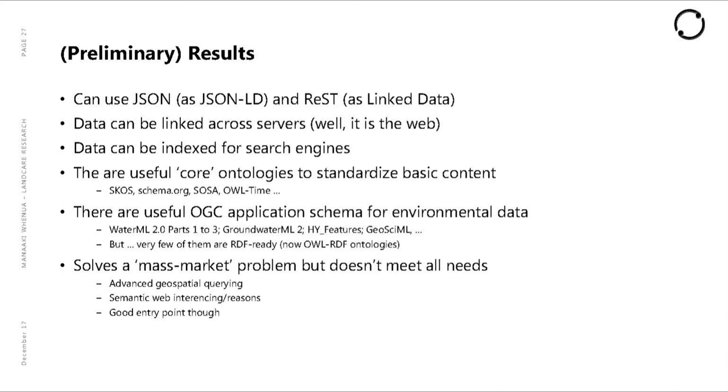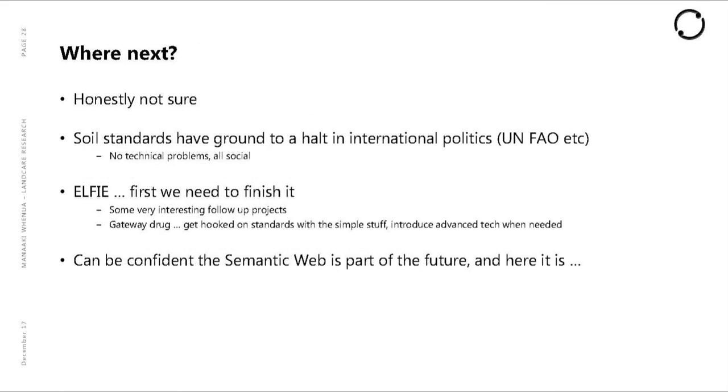But there are also really useful OGC application schemas that we can use, particularly for building relations between things: WaterML2, groundwater things, GeoSciML, HY_Features and so on. But not all of those are RDF ready, so that's a bit of a problem. We don't by default have ontologies for those. But we're solving a mass market problem. It is important to say that this doesn't meet all needs, so there will be power user interfaces that will have to deal with it.